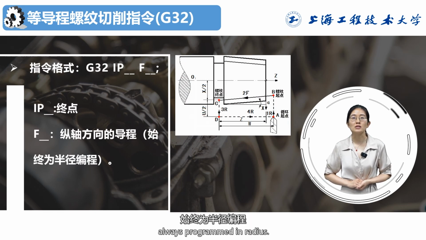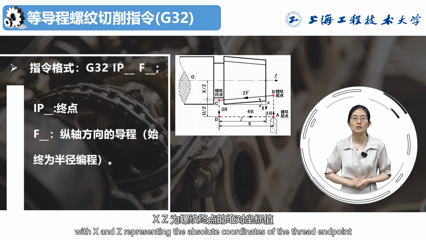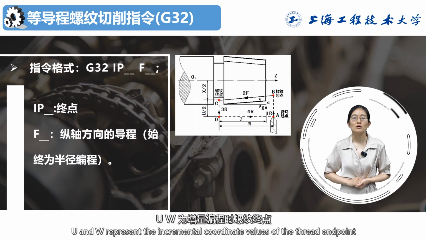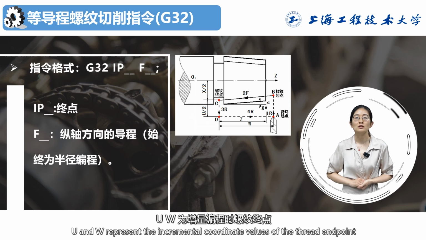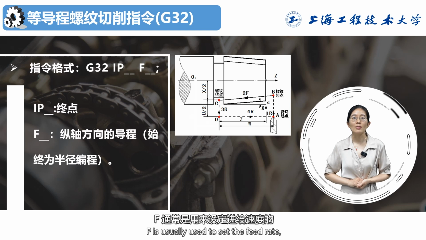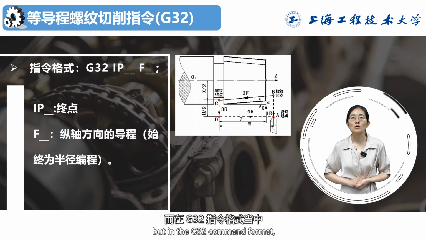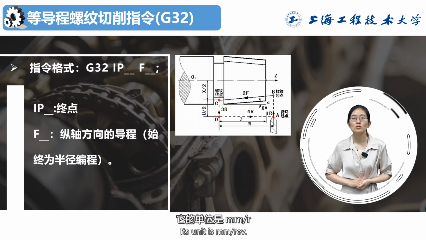Always programmed in radians. This command is very similar to the G01 command you have learned before, with X and Z representing the absolute coordinates of the thread endpoint. U and W represent the incremental coordinate values of the thread endpoint relative to the starting point in incremental programming. F is usually used to set the feed rate, but in the G32 command format, F is set as the thread pitch. Its unit is millimeters per revolution.